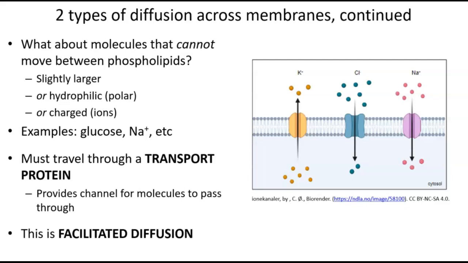In this diagram, we can see a few different examples of facilitated diffusion. On the left, we have potassium ions, and there's a concentration gradient where there's a high concentration inside the cell and a lower concentration outside the cell. So they are moving this way, which is still down their concentration gradient because it's from high concentration to low concentration. This chloride ion in the middle is also moving from high concentration to low concentration down its concentration gradient through a protein. So in all of these cases, we would say this is facilitated diffusion.